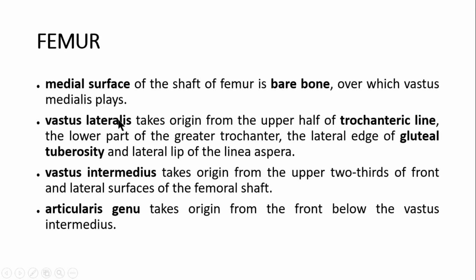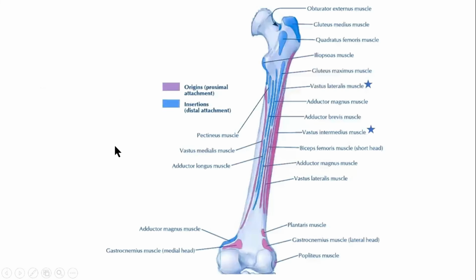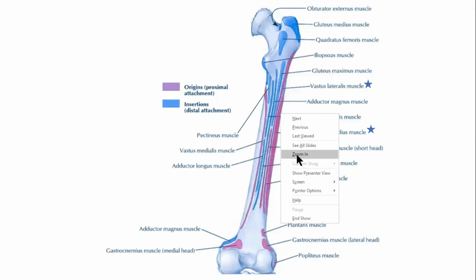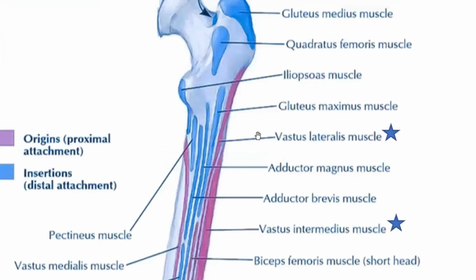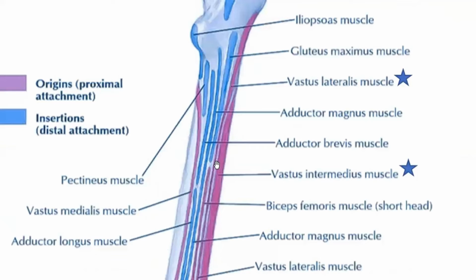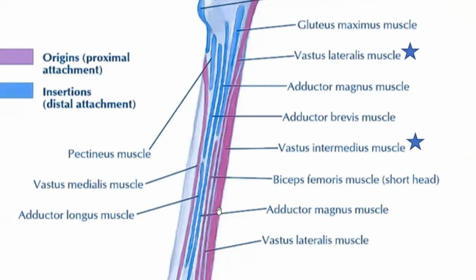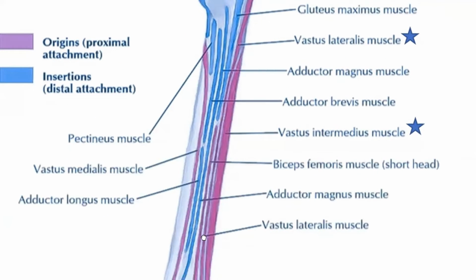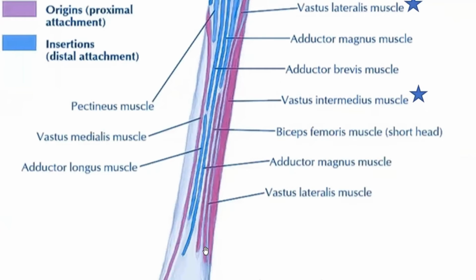The vastus lateralis takes origin from the upper half of the intertrochanteric line, the lower part of the greater trochanter, the lateral edge of the gluteal tuberosity, and the lateral lip of the linea aspera. You can see this vastus lateralis. Let me zoom in for you. This is the vastus lateralis muscle, this is its complete origin, going down and down up to this point.